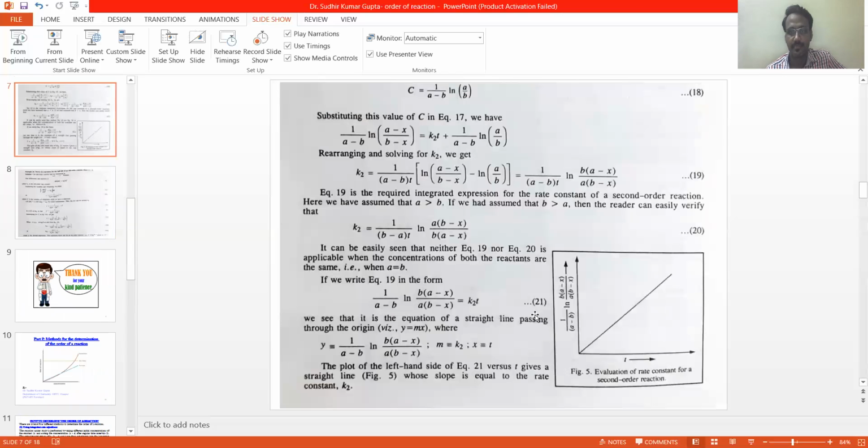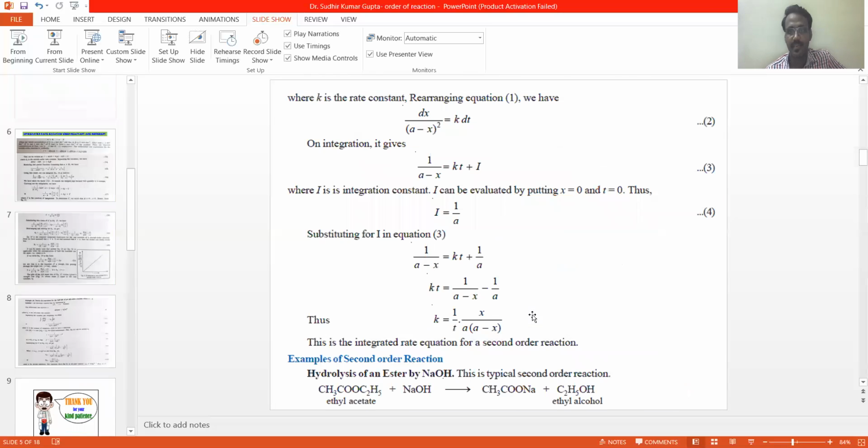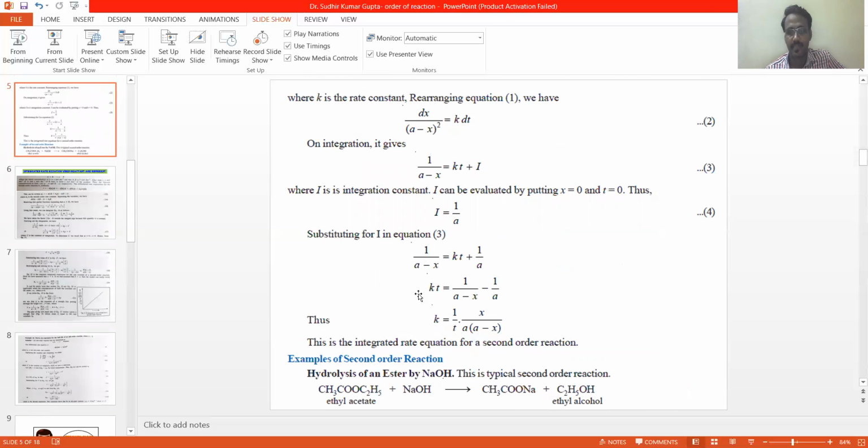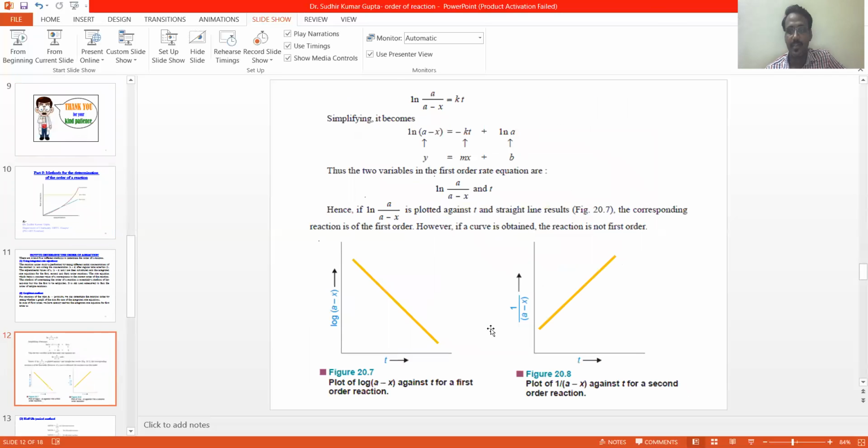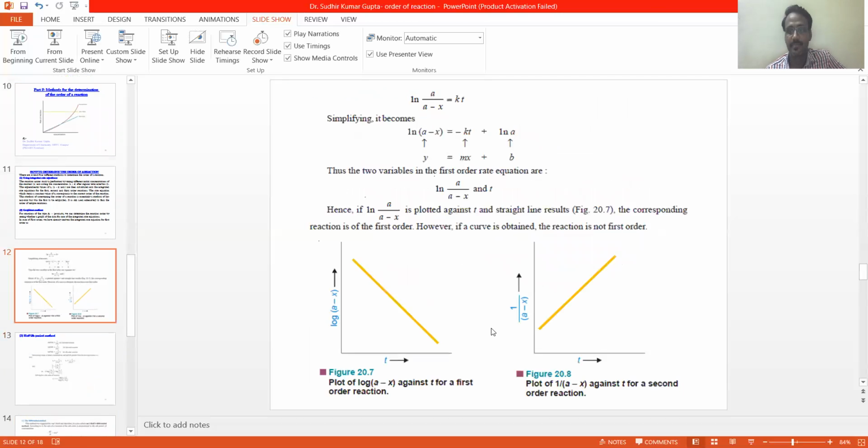So you can see for second order reaction, we have this equation. In this equation, if we take t on this side, then t is equal to 1 upon k into x upon a into a minus x. So t is directly proportional to 1 upon a minus x. So in case of second order reaction, 1 upon a minus x is directly proportional to t. So in this case, the graph will show a linear increase.